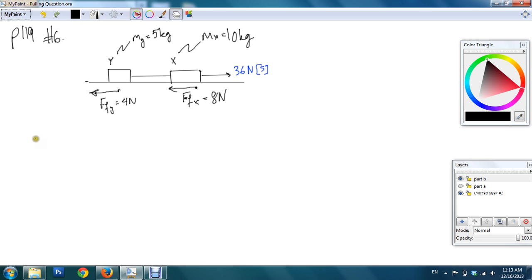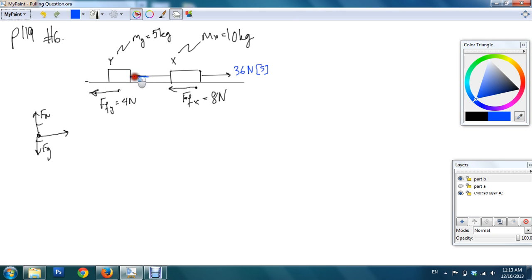So let's begin by doing a free body diagram for each one. Box Y has Fg and Fn, and they're equal. It's got the same forces as before. So let me indicate, just like last time.